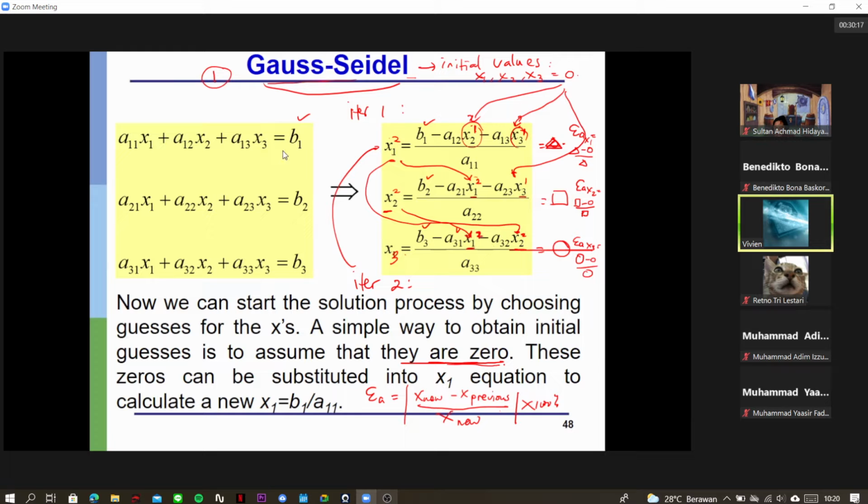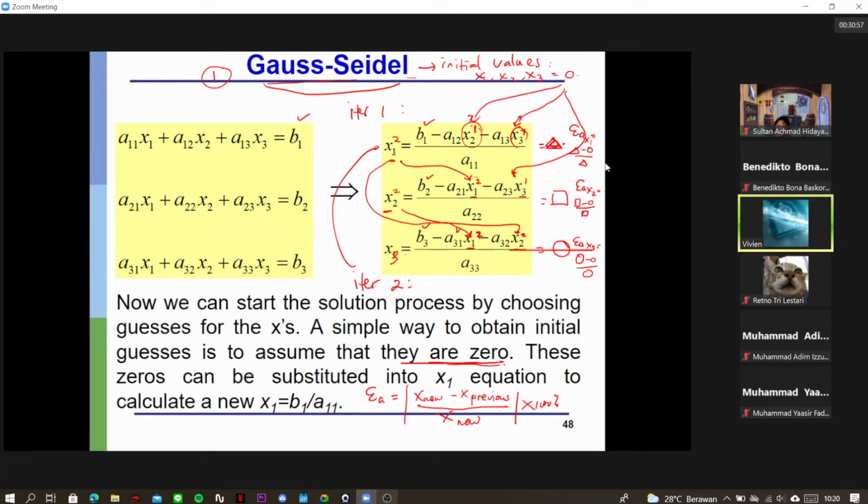So when we finish the second iteration, we will calculate the error again. That will be the value of x1 from the second iteration, for example, minus the value of x1 from the first iteration, divided by the value of x1 from the second iteration, and so on. Now the question is how to determine when to stop. As I said before, we can stop the iteration when the error is already below the prescribed value.